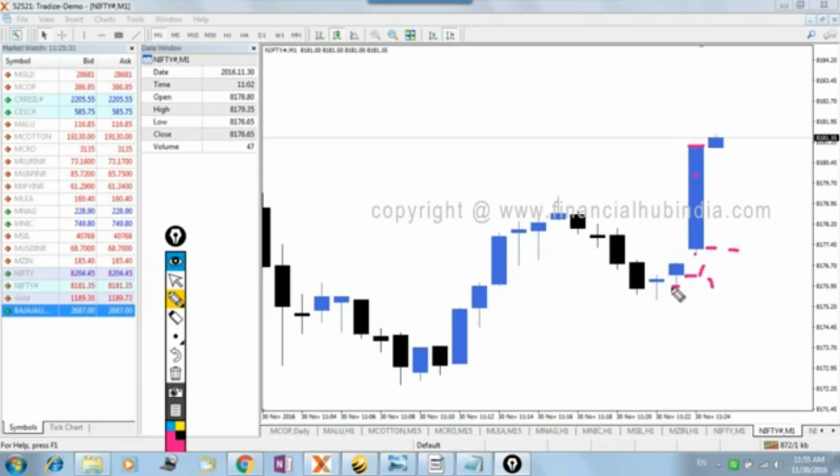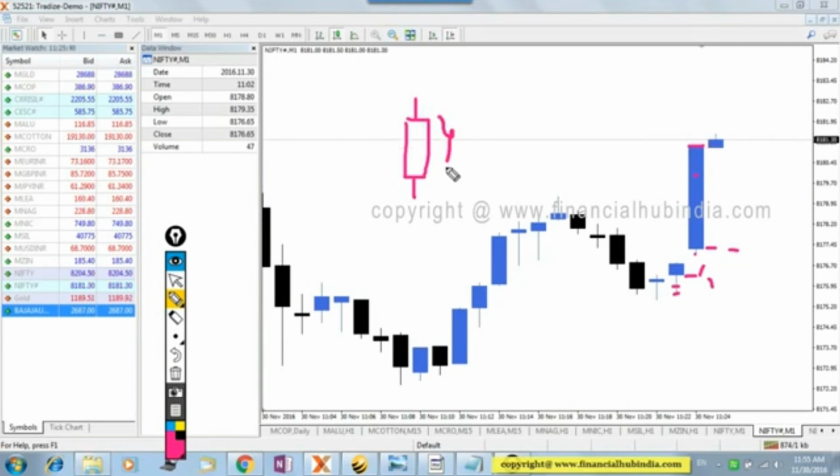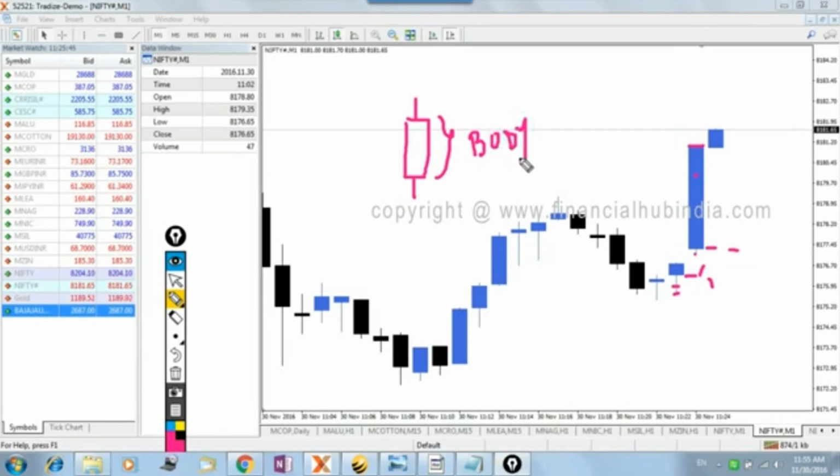Okay, now let me tell you something more. In a candle, we know this part as the body of the candle. Alright, so from now onwards we'll be saying body of the candle, and this part is known as the upper shadow, and this is known as the lower shadow.